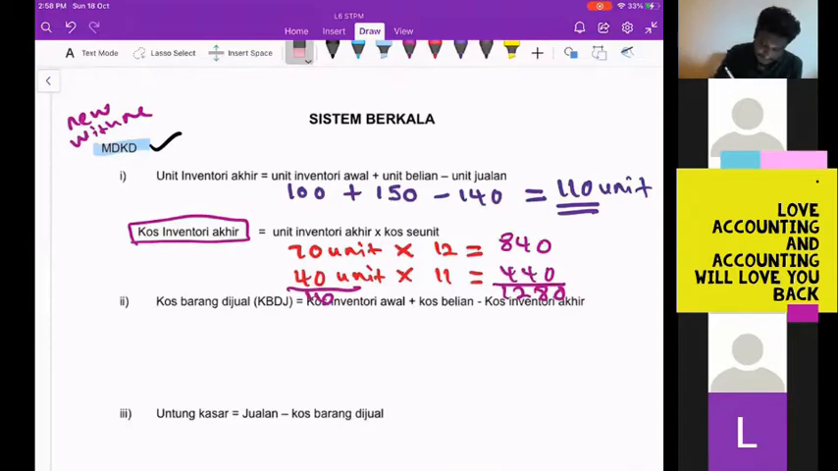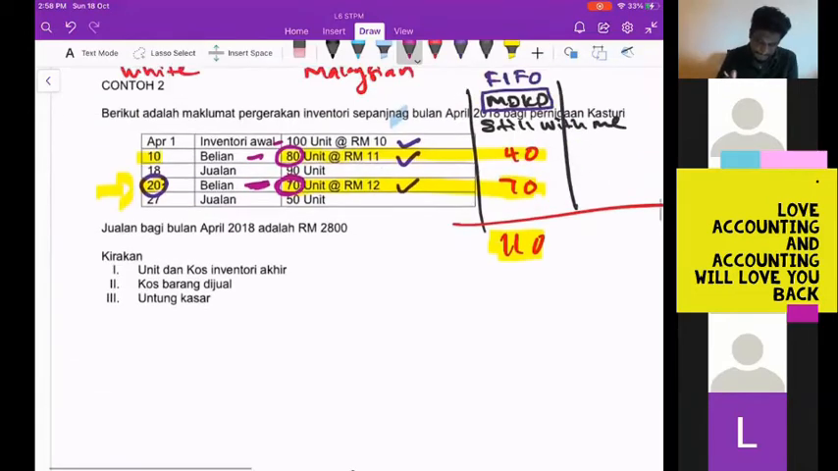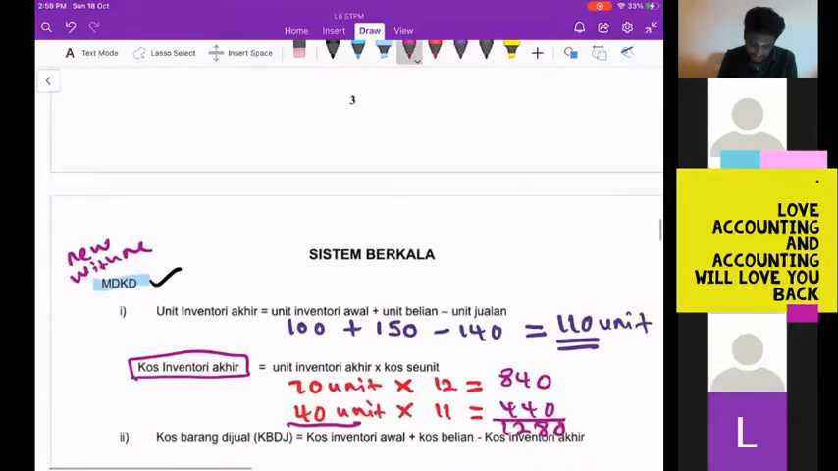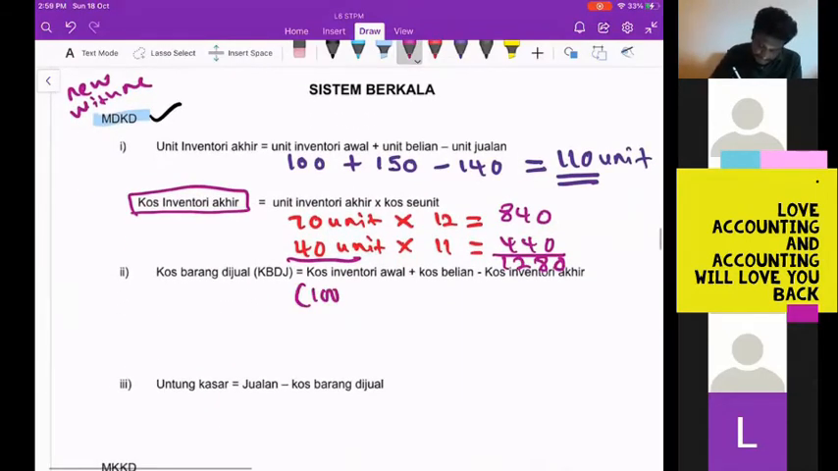Now the next one is they ask me to calculate cost inventory dijual, cost barang dijual or cost jualan. The formula to find cost jualan is inventory awal plus cost belian minus inventory akhir. So how much is your inventory awal? You take from here. Inventory awal is 100 times 10, plus cost belian. How much is your cost belian?